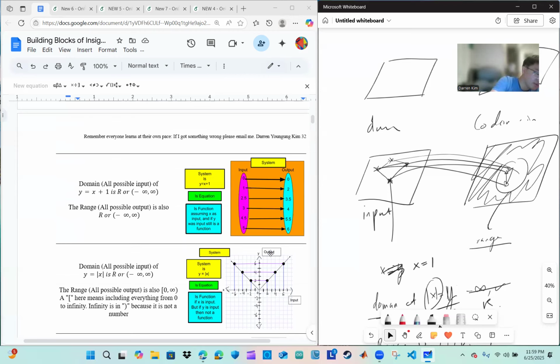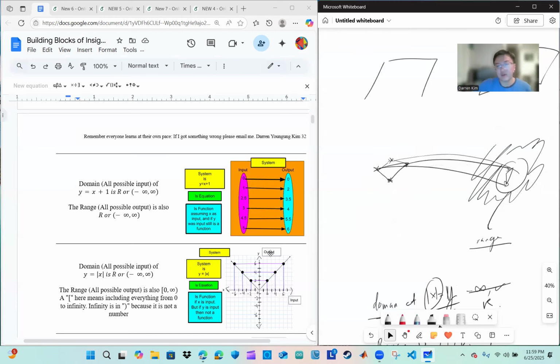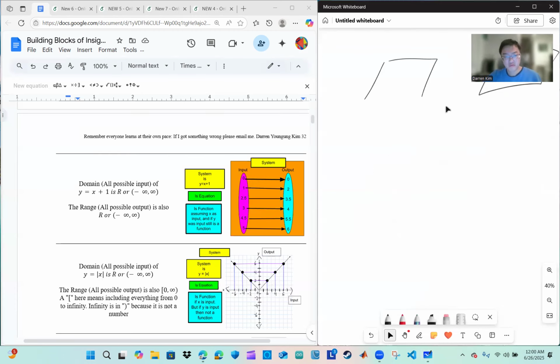It's a fairly common thing, I think, in education. You learn this pretty often. And we usually start with something basic, like y equals x plus 1. Now, we know that domain is all inputs possible and range is all outputs possible.